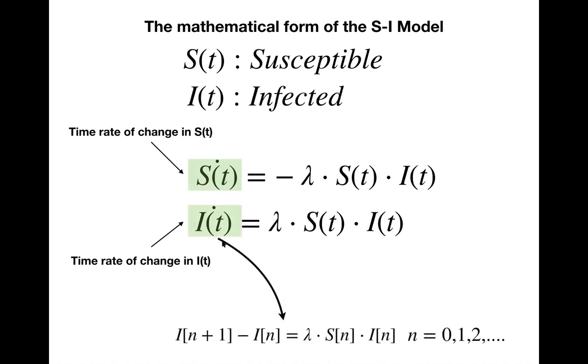And then if you use the recursive relation based on the definition of I dot here, I dot is basically I(n+1) minus I(n) equals lambda times S(n) times I(n). And you move this term to the right-hand side of the equation, and you get exactly the same recursive relation as we did in the Python code.